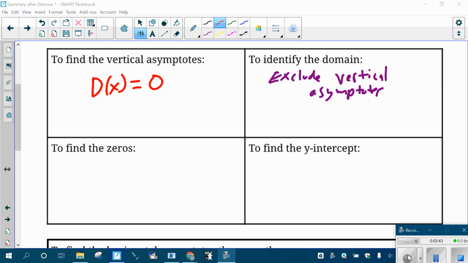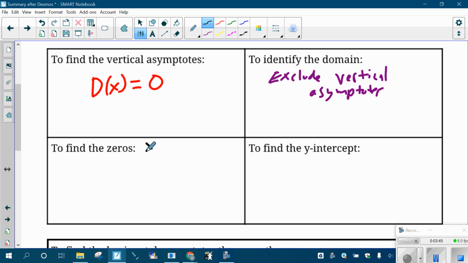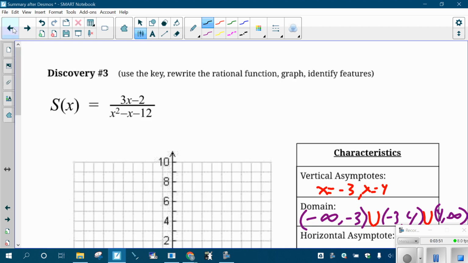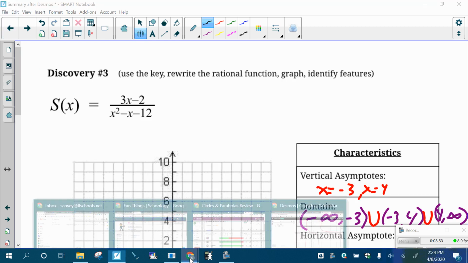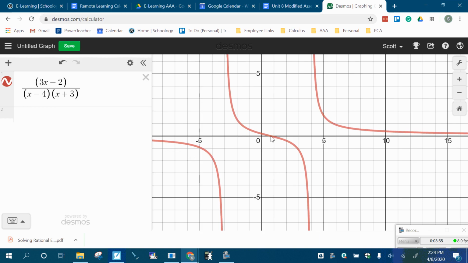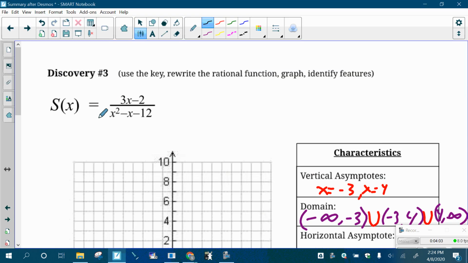Next, zeros. Remember, zeros are x-intercepts. So how do you find x-intercepts? Well, let's go back to example 3. In example 3, let's look at the graph. The x-intercept was right here at 0.667. That's 2/3.